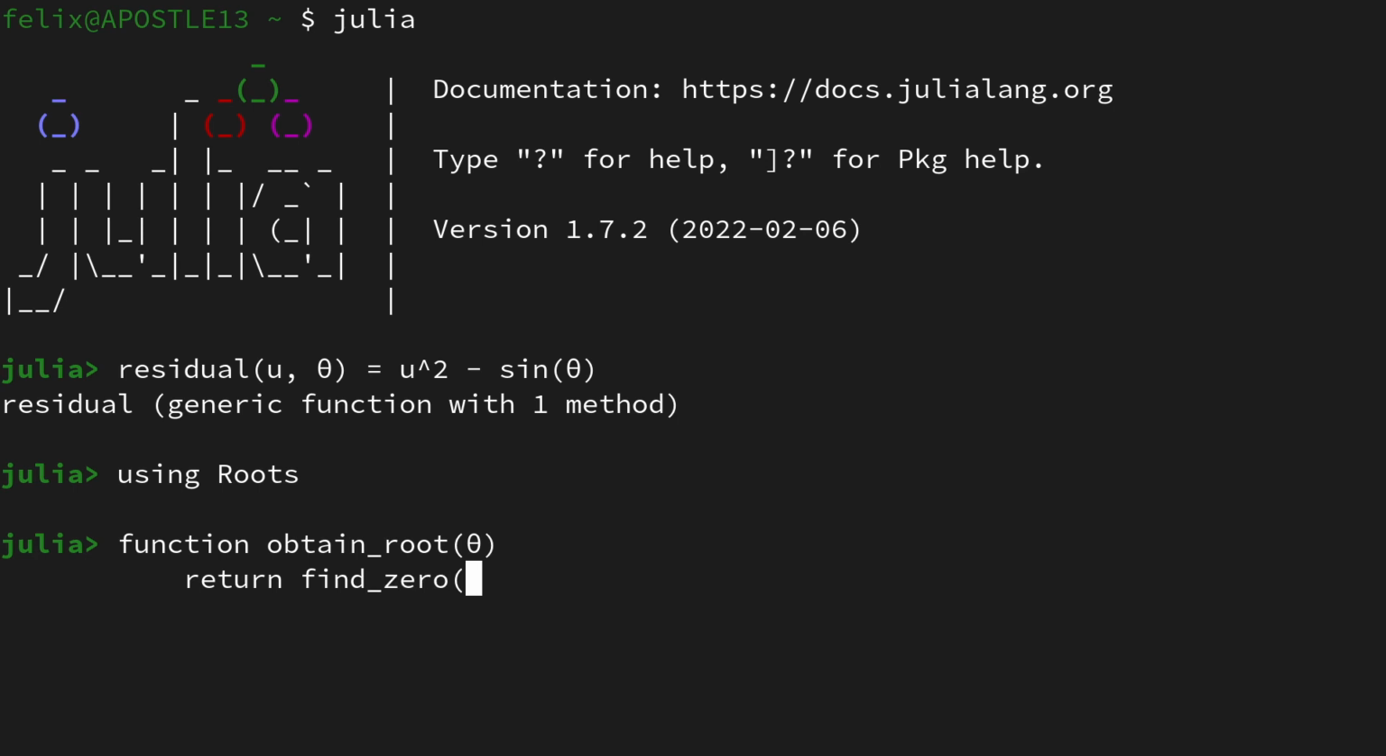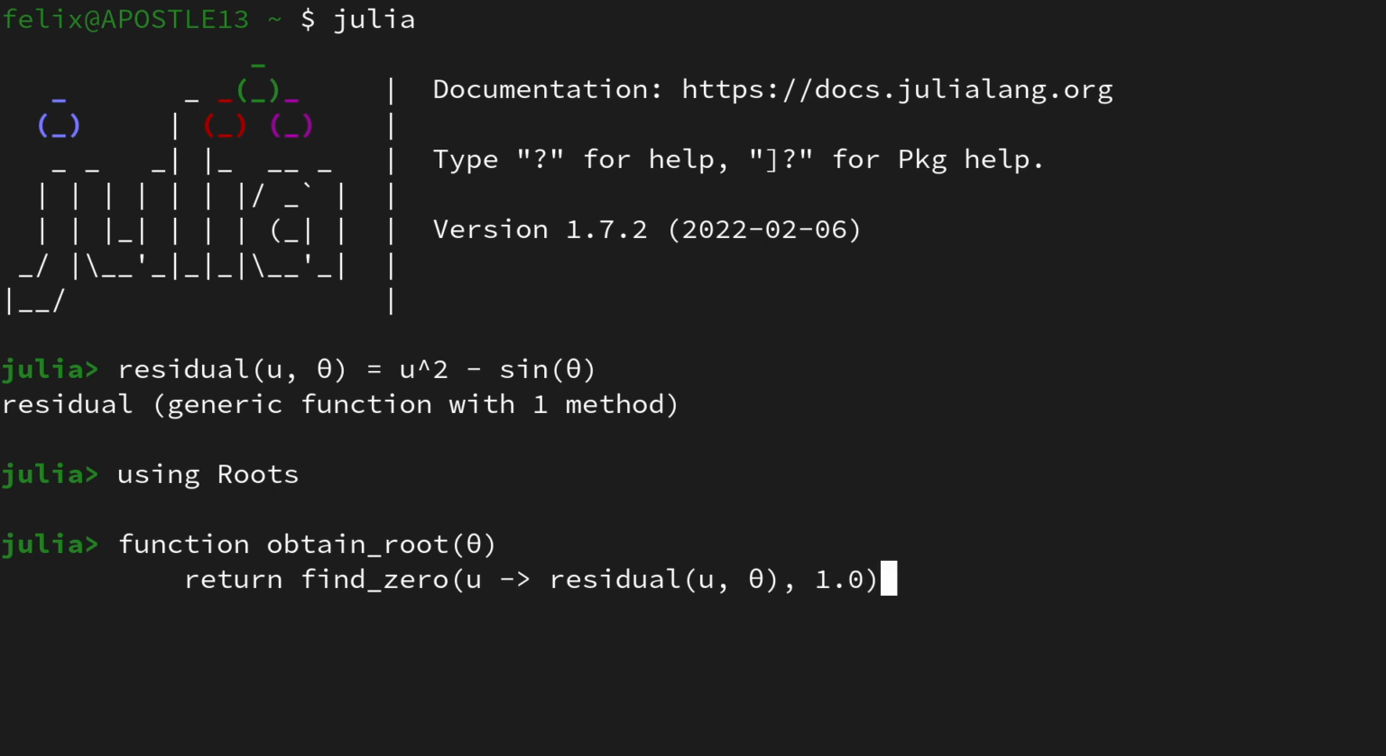It's called find_zero. This requires me to hand over the residual function in a format where it only takes one argument. So we are creating a wrapper here which binds the theta parameter to the theta parameter we want to use in this obtain_root here. So that shall be an anonymous function. u maps to residual on u and theta. So basically, whenever the find_zero algorithm queries its main function, that shall be a function that maps from u to something, and theta is always bound to the value of theta. And then we also need to provide an initial guess.